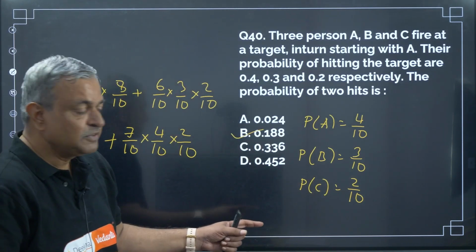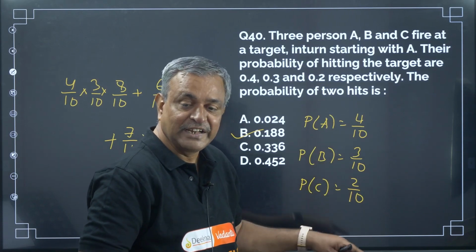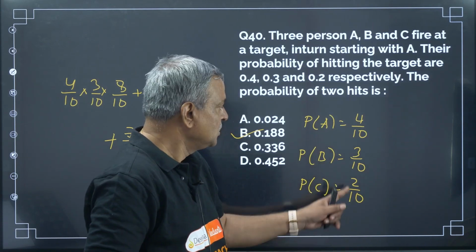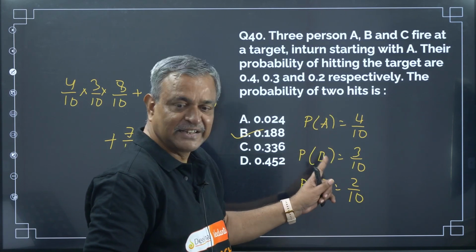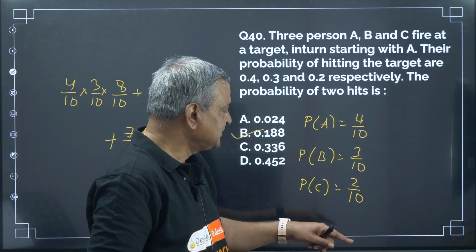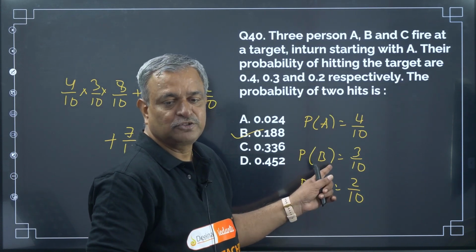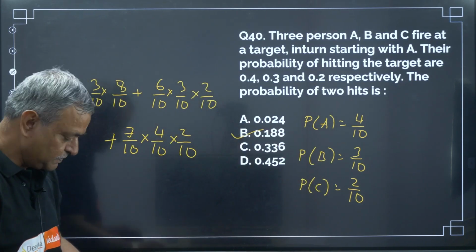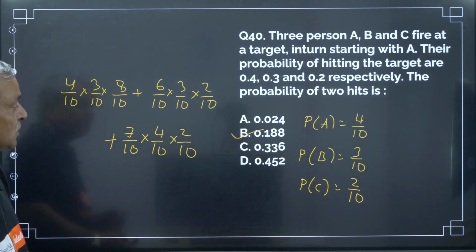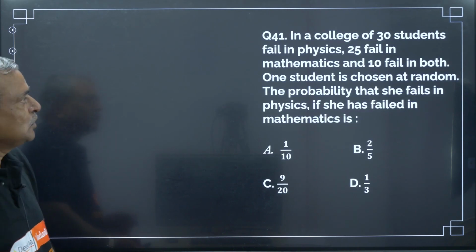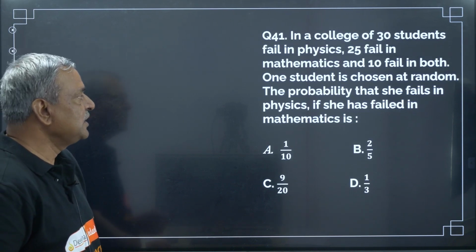So what concept did we use? A is hitting, B is hitting, C is not hitting, and not hitting means 1 minus 2 by 10. Then B is hitting, C is hitting, A is not hitting. Next, A is hitting, C is hitting, B is not hitting. Like that, all three cases will be there. You add them up and you get 0.188.